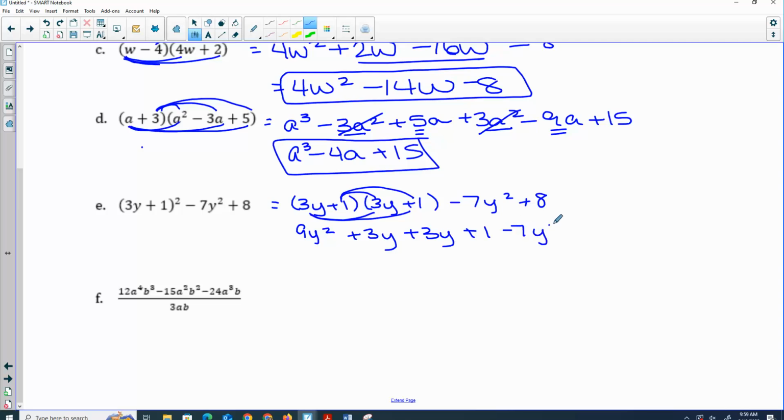We still have these other terms. So now we add together like terms, anything with the variables the same. So a positive 9 and a negative 7 give me 2y squared. 3y plus 3y is 6y. 1 plus 8 is 9.